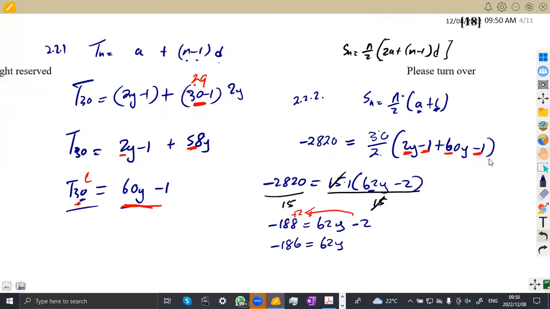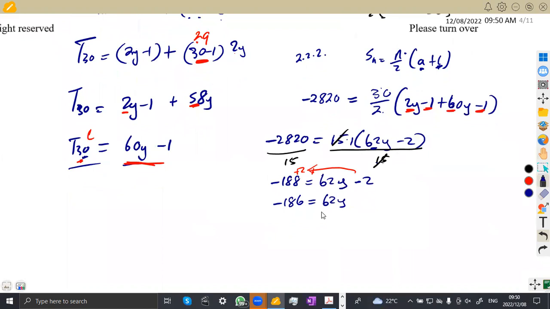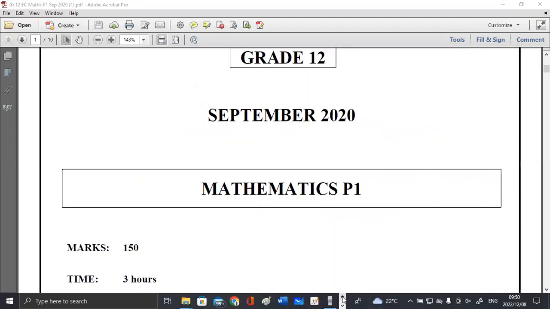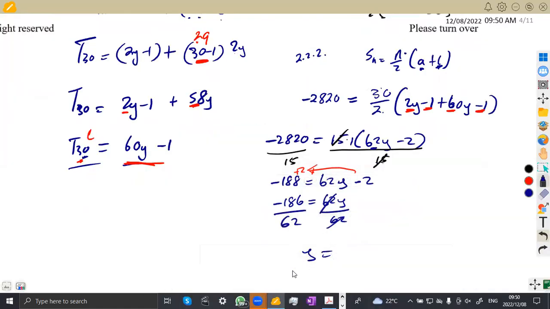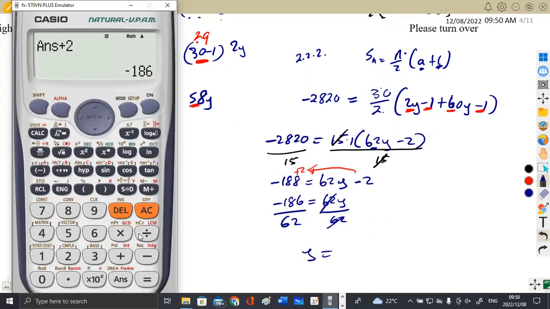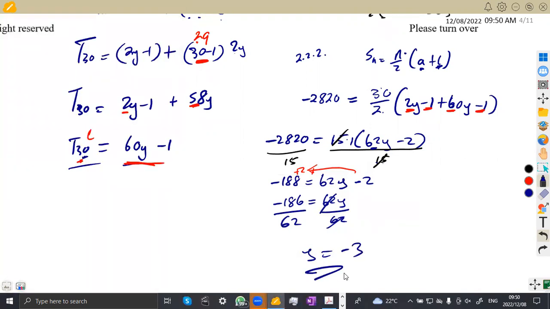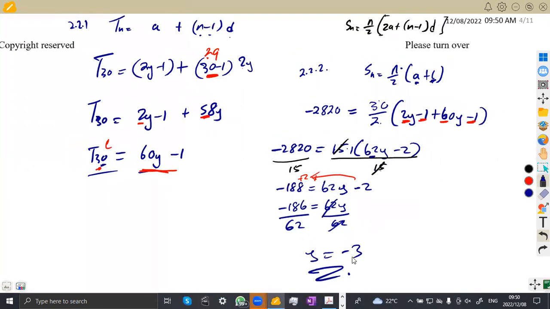So to find the value of y, definitely there is a need for you to divide both sides by 62. So y is going to be, sorry guys, I was on the PDF, not on this one. So that's negative 186 divided by 62, which is negative 3. All right, so that's the value of y there.